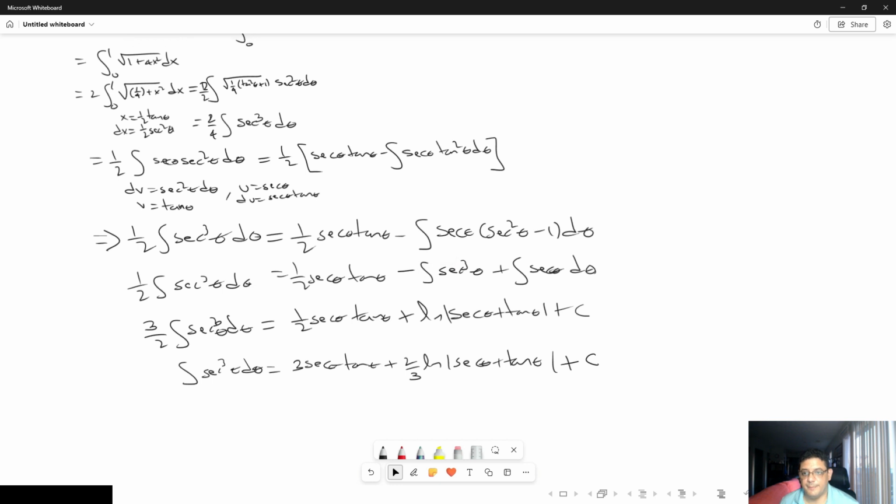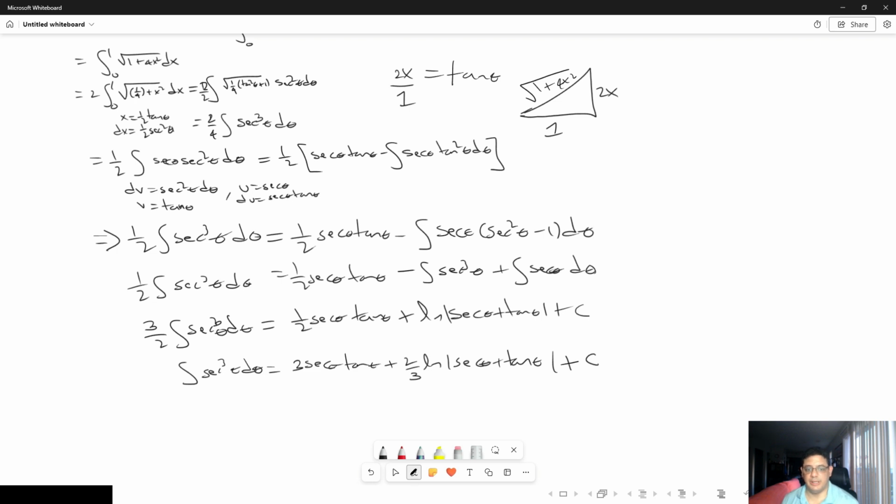Now, getting back to the original variable, notice that the original variable was x equals 1/2 tangent of theta. So 2x is going to be equal to tangent of theta, right? So we can see this as 2x over 1, and the triangle will be opposite over adjacent. And so, of course, the hypotenuse is going to be the square root of 1 plus 4x squared.